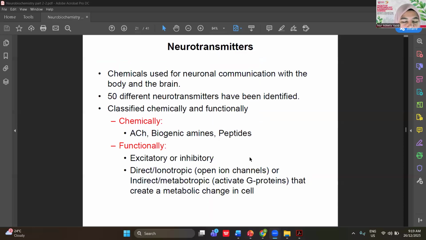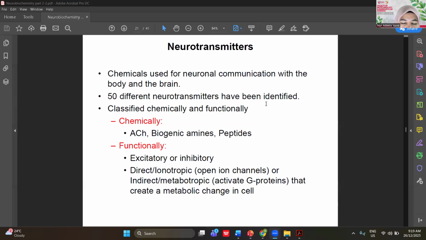So we have neurotransmitters, more discussion on neurotransmitters. In definition, we know that neurotransmitters are chemical messengers that facilitate communication between neurons and between neurons and other cells. They are essential for transmitting signals within the nervous system and between the nervous system and the rest of the body. So what are the key features of the neurotransmitters? There are over 50 different neurotransmitters that have been identified, each with unique roles and also effects.